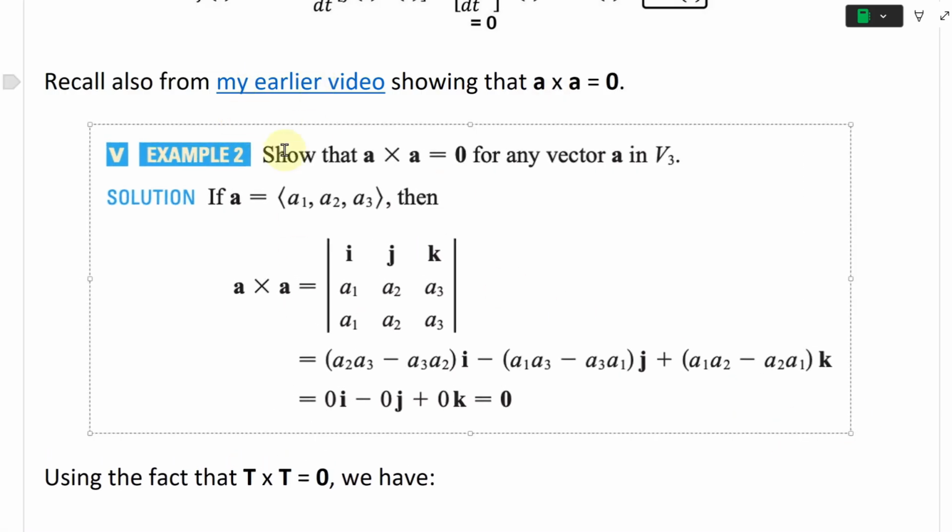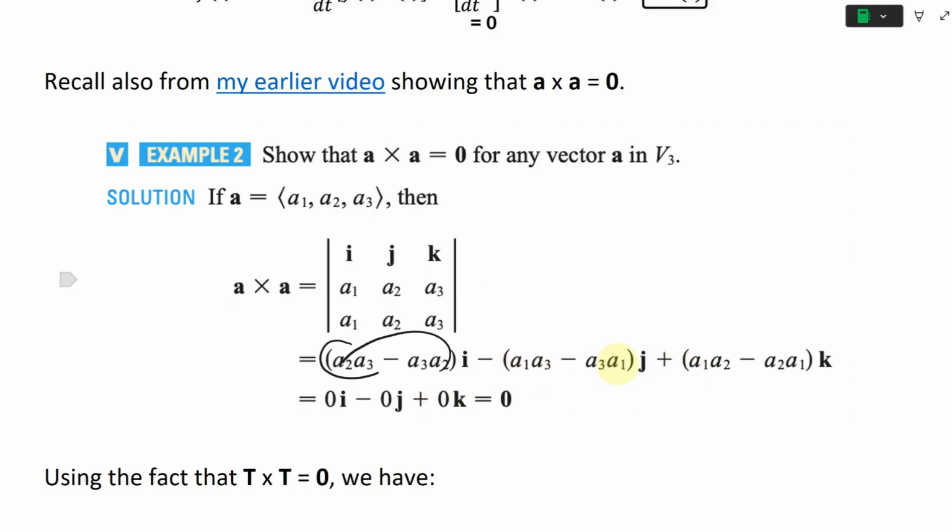The thumbnail was actually more general. This was part of example 2. Show that A cross A equals 0. Plug that into the cross product, add these all up, this all becomes 0, and so on. Notice these all cancel out. Anyways, you get the 0 vector.